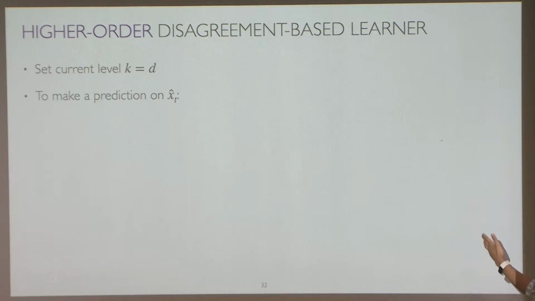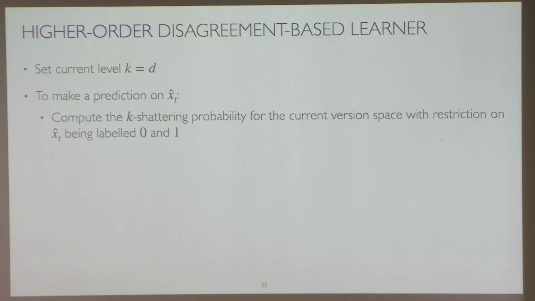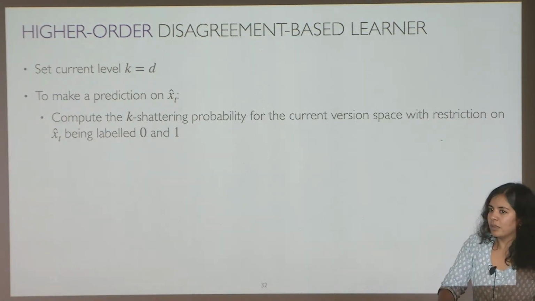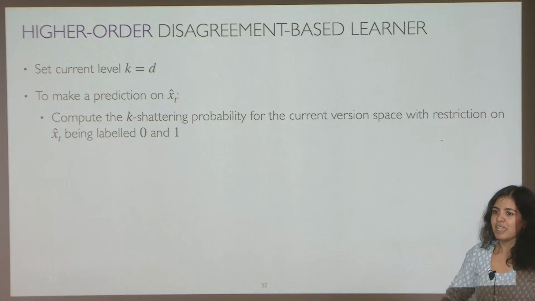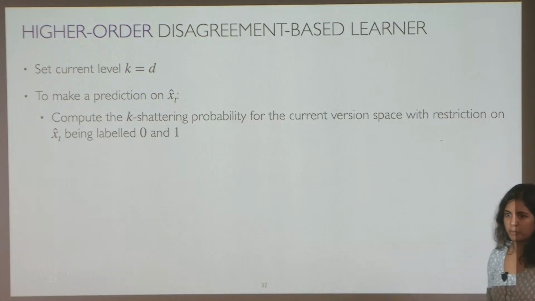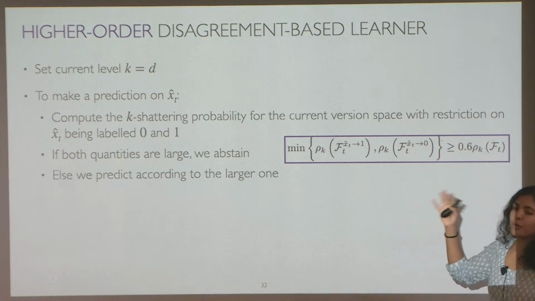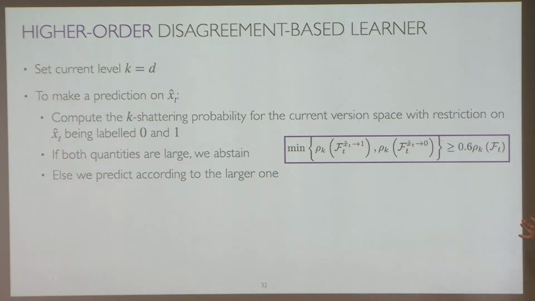To make a prediction on a new point, you compute the shattering probabilities under the two possible labels: if I label this 0, how much is my shattering probability going to change? And if I label it 1, how much is it going to change? If both quantities are large, this point is not going to give me much information, so I'm just going to abstain. Otherwise, I'll predict according to the larger one. Why? Because if I make a mistake, I go into the smaller world.